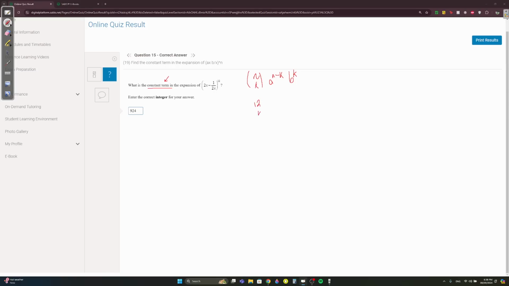n is 12, 12Ck, a to the power of 12 minus k, b to the power of k. Sorry, I didn't substitute my a and b, my fault. Let me write it again: 12Ck, a is 2x in this case, to the power of 12 minus k, and then b is minus 1 over 2x, to the power of k. Now we need to figure out our k value. And I'm going to give you a rule, and it works anytime you see them saying constant term: k equals n over 2.